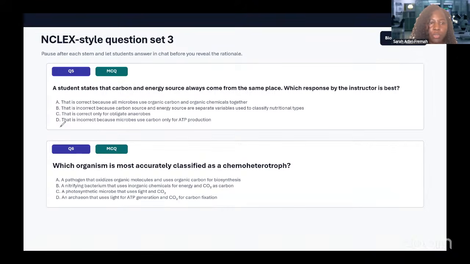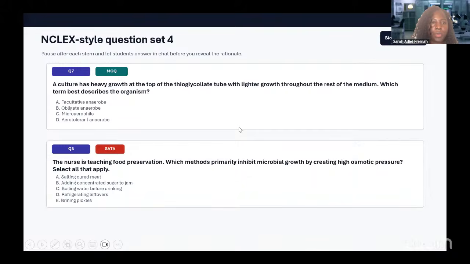I think I have two more questions for us to review here. Question 7 and then question 8. So let's start first with question 7.